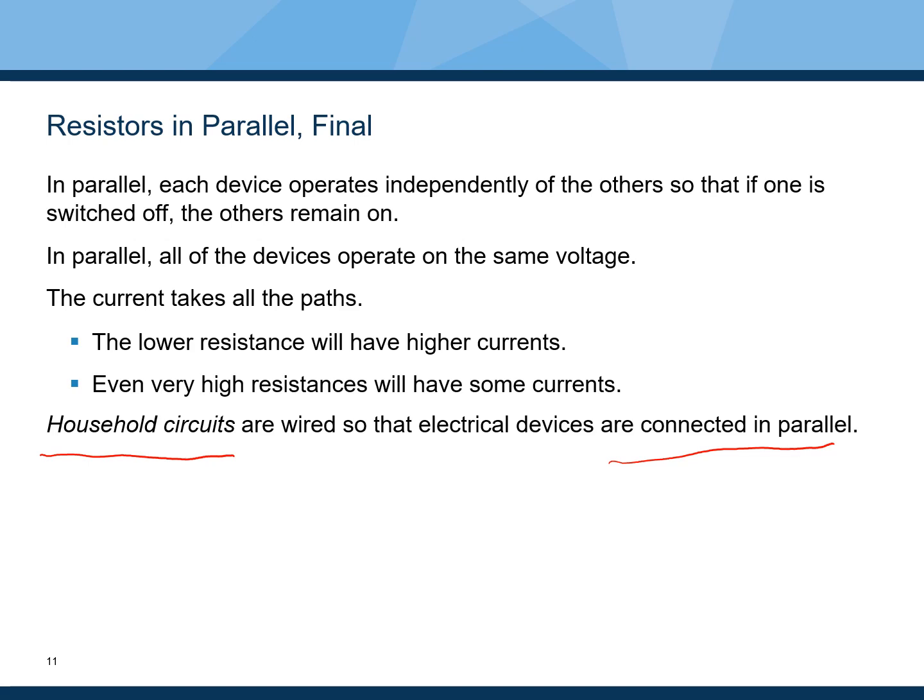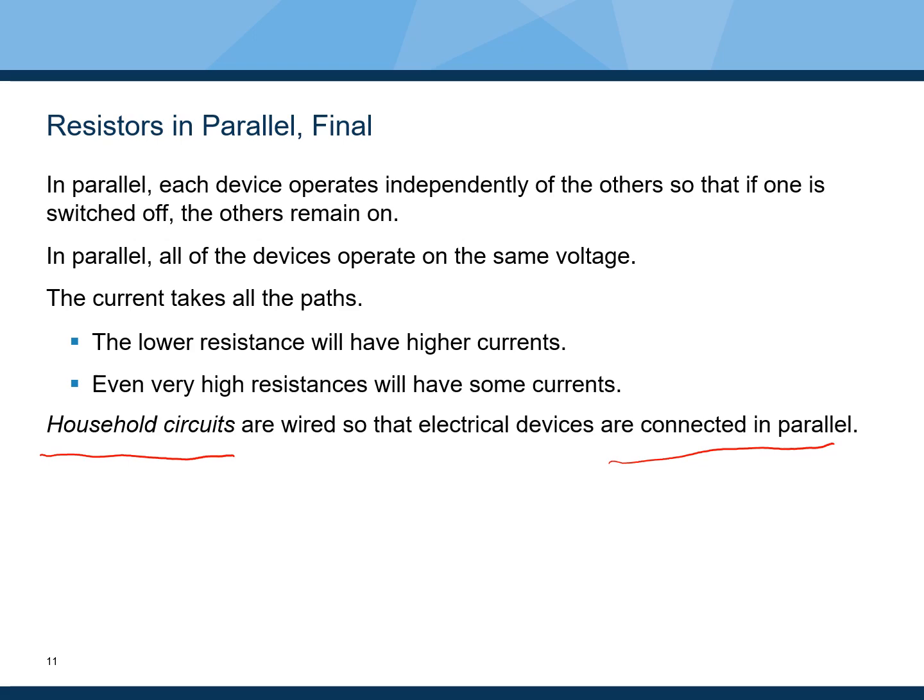And the significant advantage of that is that if one of the devices conks off, that doesn't affect the other devices, because the remaining devices will still see the same voltage difference, and they will still be able to keep functioning because current will be flowing through them. So this is the reason why household circuitry is always connected in parallel, never in series.